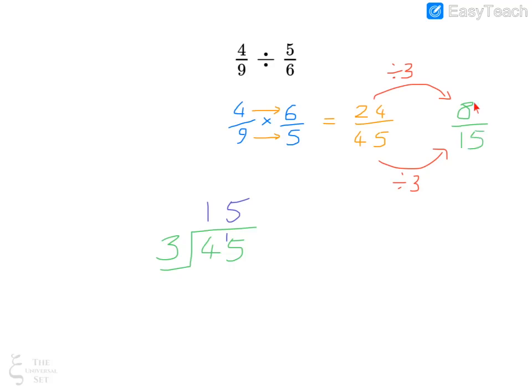So 8/15. Is there any common factor between 8 and 15? No, there's not, so that's where we stop. 8/15 is my answer. So we double underline there. There we go. Okay, final example we're going to look at.